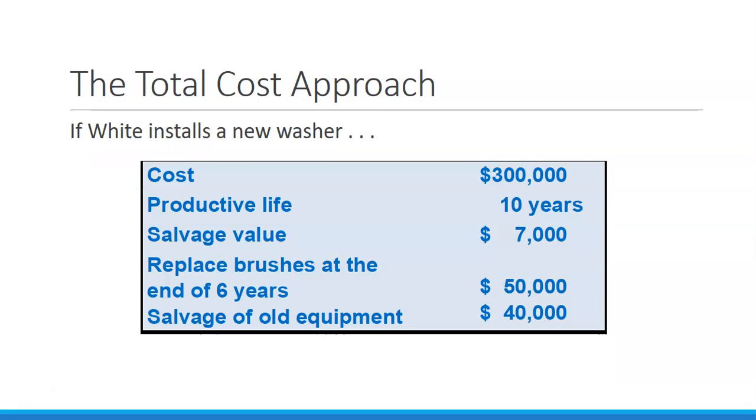If we install a new car wash, it's going to cost $300,000. It will have a useful life of 10 years and a salvage value of $7,000. At 6 years, we will have to replace the brushes, and we're going to get $40,000 for the old equipment that we're removing.